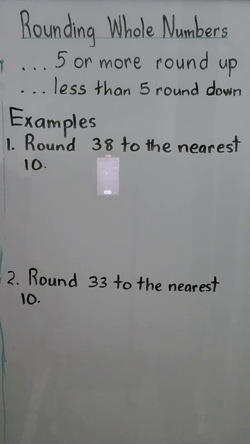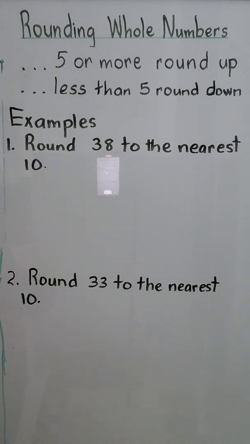If the number is 5 or more, round up. And round up means we add 1 to the rounded number. If the number is less than 5, we round down. And round down means we keep the rounded number. Let's look at the two examples.